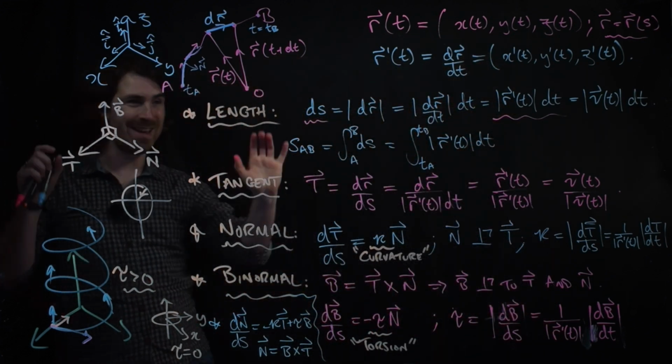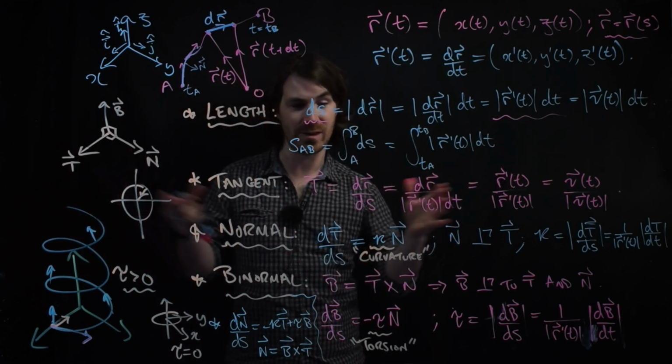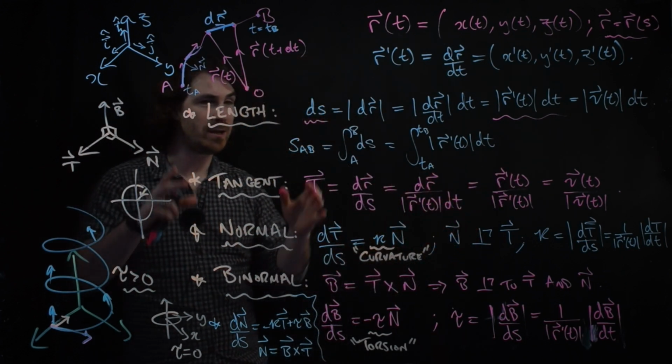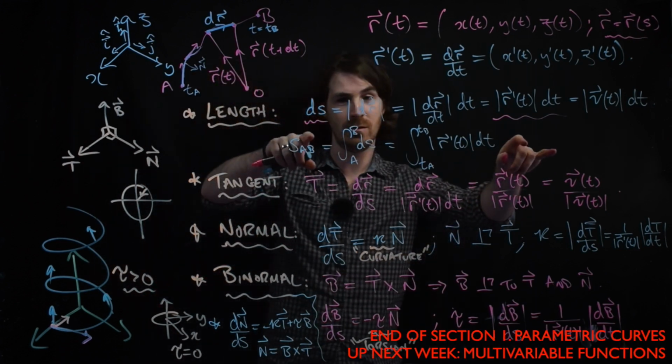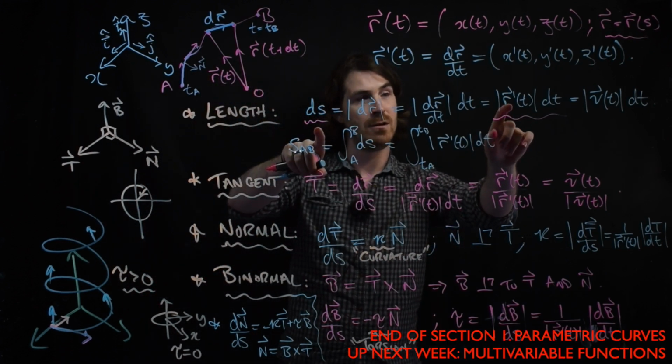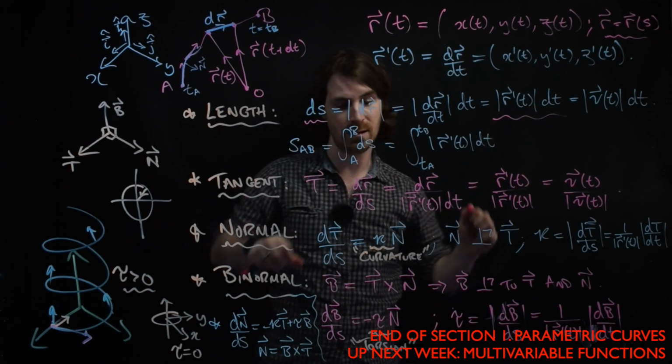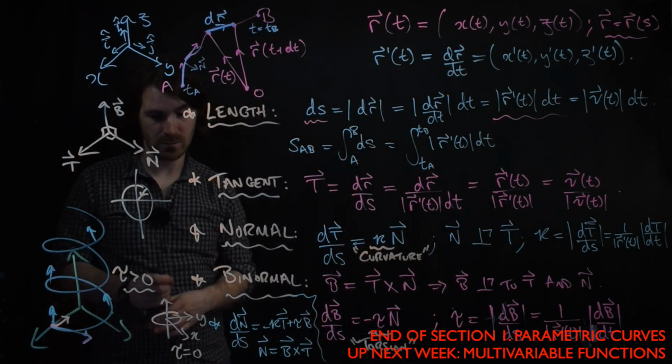Hopefully that is helpful in bringing everything together and helps you see that there's not actually that much to it. It all stems from ds being the magnitude of r prime of t times dt, and everything follows.